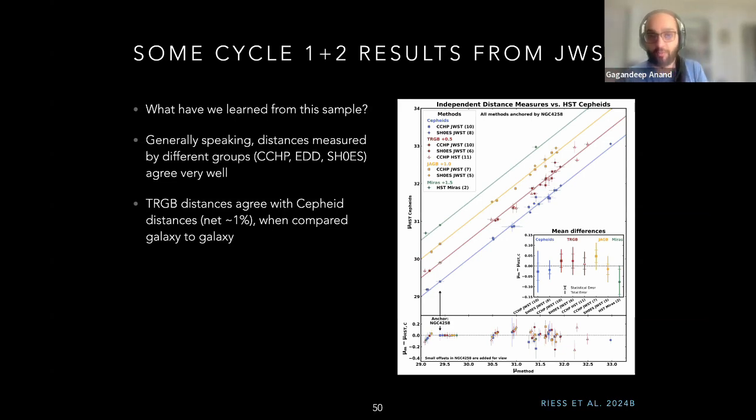And so what I'm showing here on the right is a comparison of the Hubble Space Telescope Cepheid distances versus all other methods, HST or JWST. And so this is showing Hubble Space Telescope Cepheids versus JWST Cepheids. It's showing it versus JWST and HST TRGB, as well as a couple other distance indicators, JAGB and Miras. And so if you look at that inset, what that's showing you is the difference in magnitudes between the HST Cepheids and all these other systems.